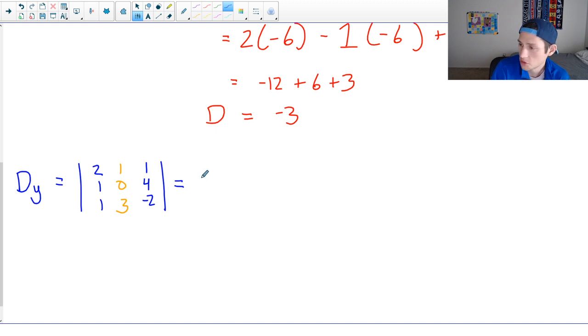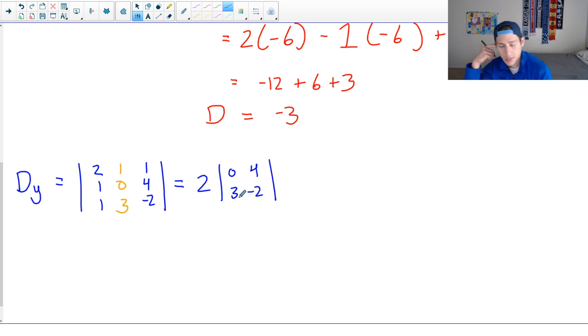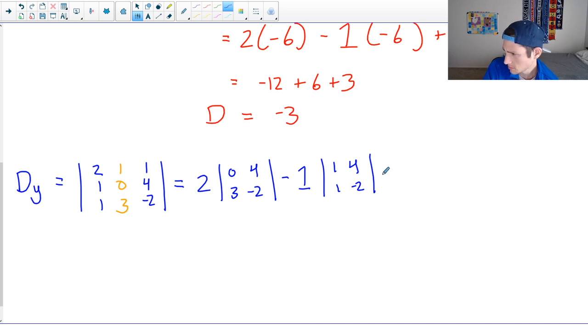Okay, now it's just a 3x3 determinant. So do your thing where you eliminate the rows and columns to get those 2x2s. Minus 1, 1, 4, 1, negative 2. Plus 1, 1, 0, 1, 3.